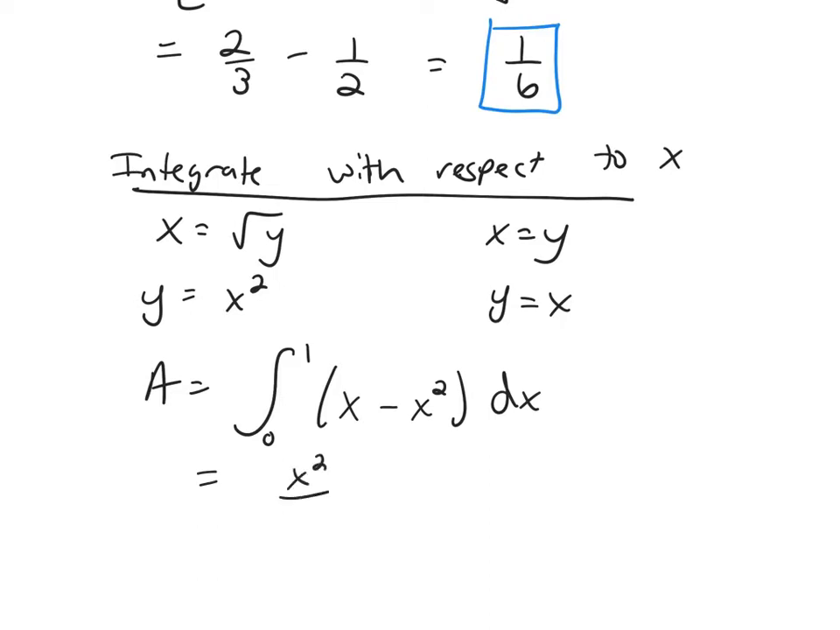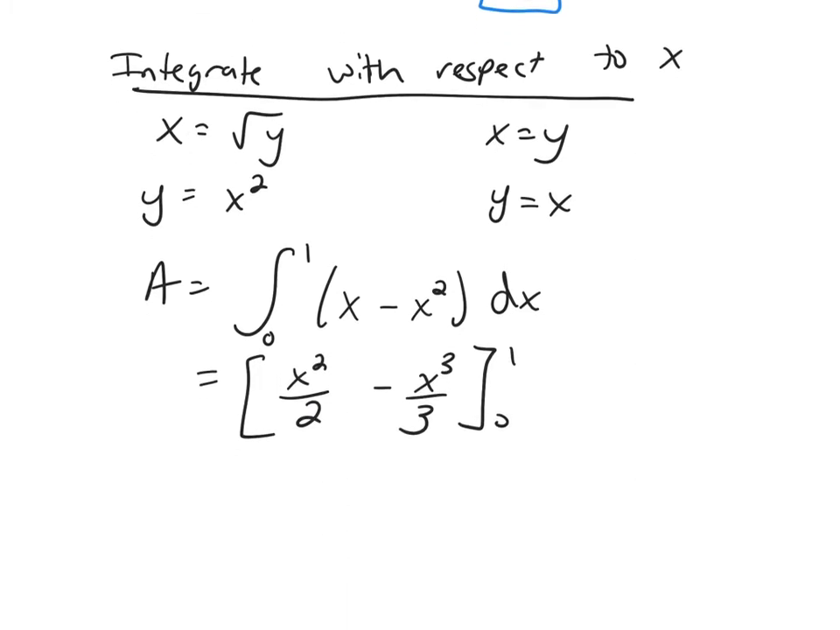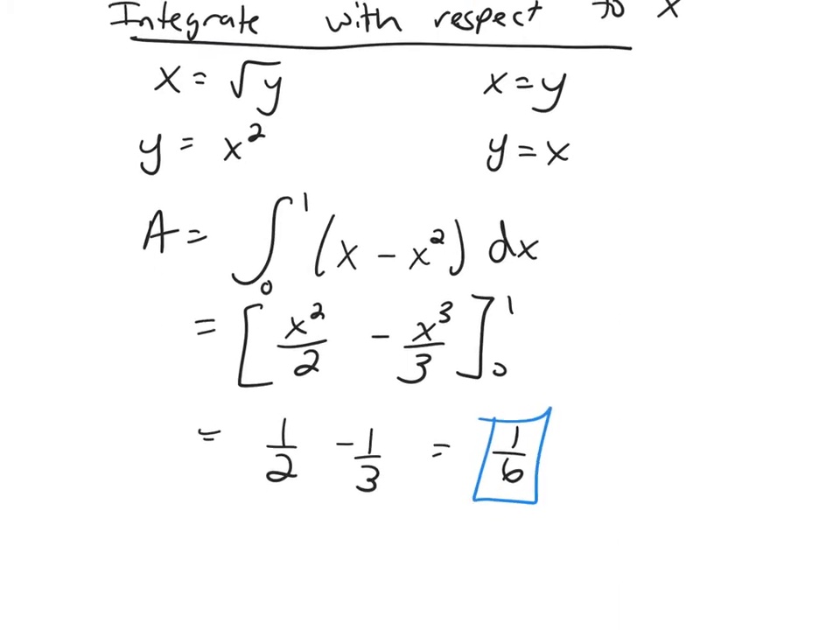So you would get x squared over 2 minus x cubed over 3. One half minus 1/3, 1/6. Again, that's the same answer you got before. So for this problem, you could either integrate with respect to x, you do top minus bottom, or you could integrate with respect to y, right minus left. Okay. Because the functions were given to you in terms of y, I would probably integrate with respect to y here.